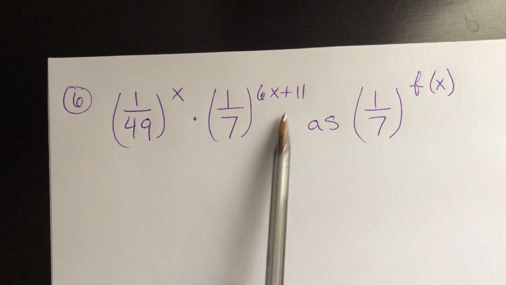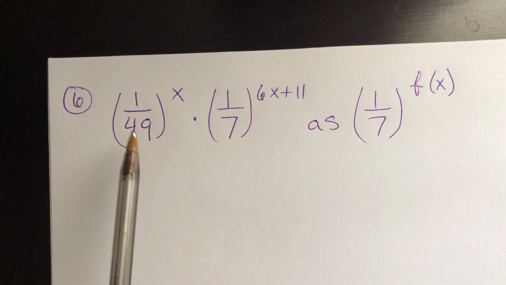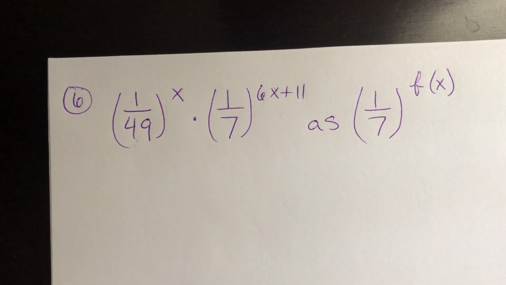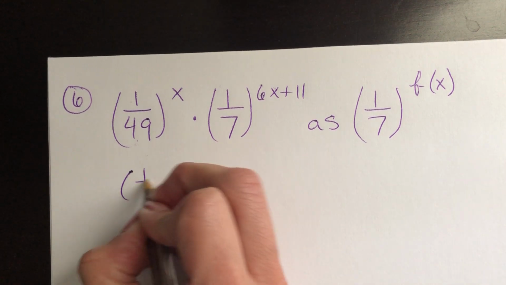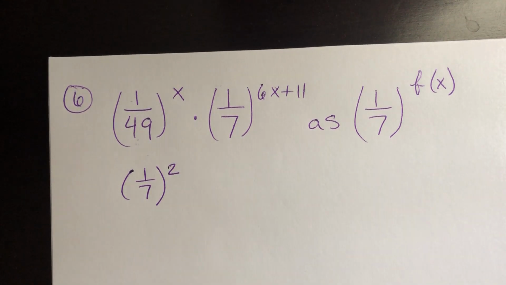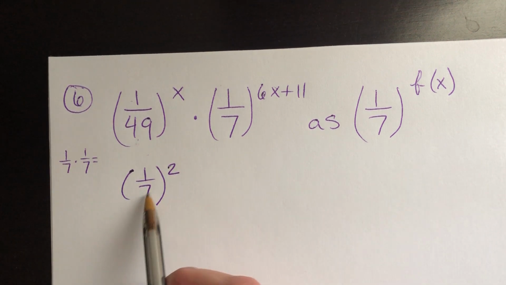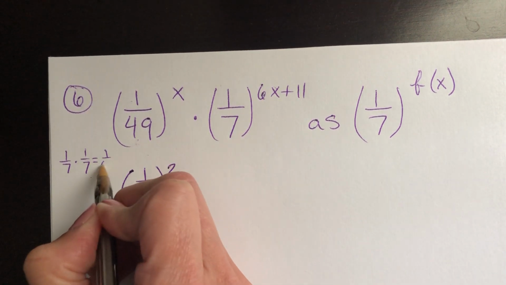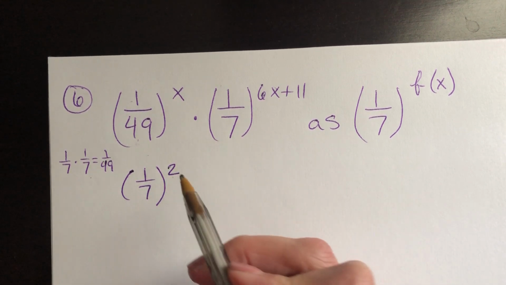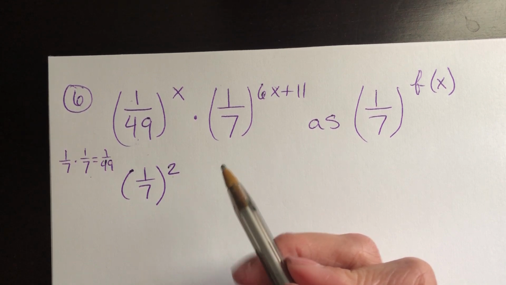So this one's already 1/7, so that's good to go. But we need to change this 1/49 to 1/7. So 1/7 squared would be the same as 1/49. Let's look at how that works out. That would be 1/7 times 1/7. Multiply it by itself. That would be 1/49. So that's how I got that. So you're kind of thinking backwards on these, which can be kind of confusing, but the more you practice it, the better you'll become at it.